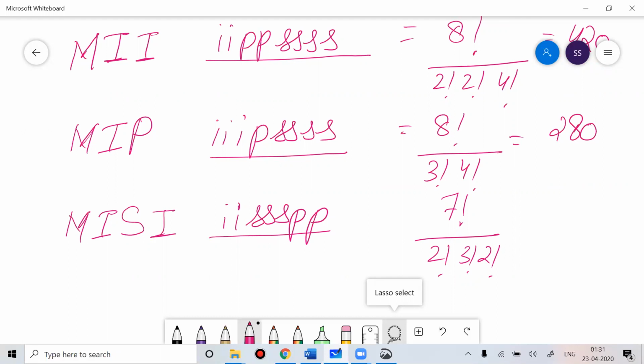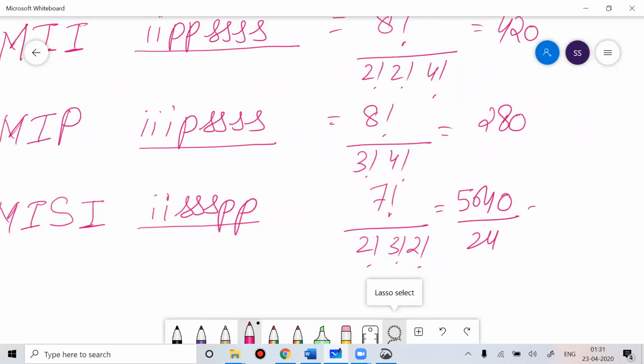So MASI. You get 1, 2, 3, 4, 5, 6, 7 letters. So 7 factorial divided by 2 factorial, 3 factorial. 7 factorial is how much? 5040. So divide by 2 twos are 4, 4 sixes are 24.